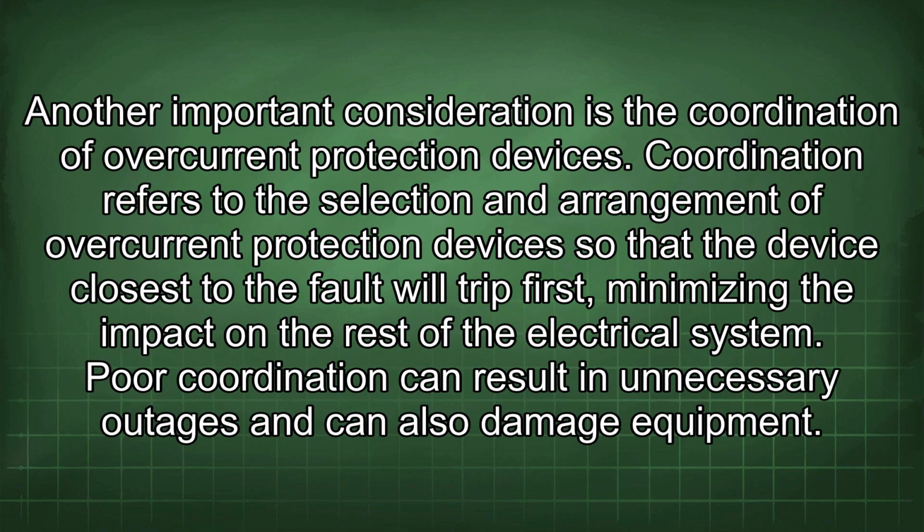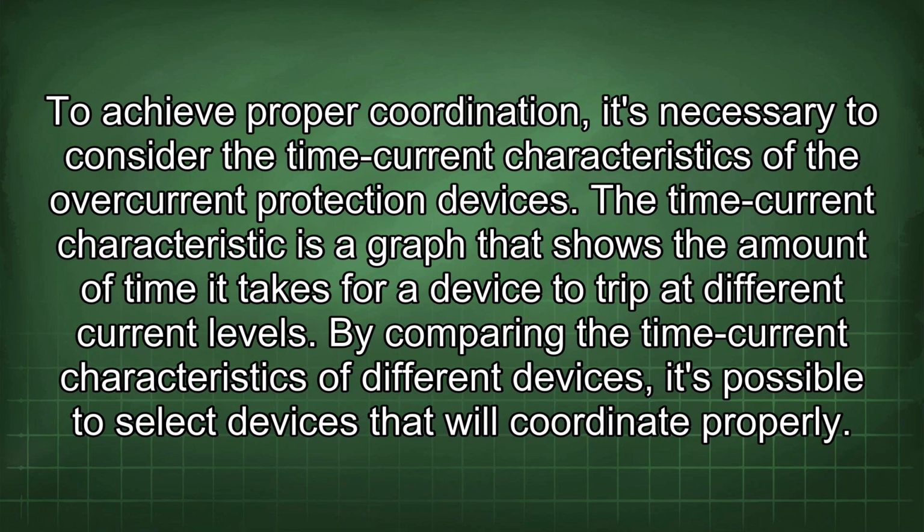Another important consideration is the coordination of overcurrent protection devices. Coordination refers to the selection and arrangement of overcurrent protection devices so that the device closest to the fault will trip first, minimizing the impact on the rest of the electrical system. Poor coordination can result in unnecessary outages and can also damage equipment. To achieve proper coordination, it's necessary to consider the time current characteristics of the overcurrent protection devices.